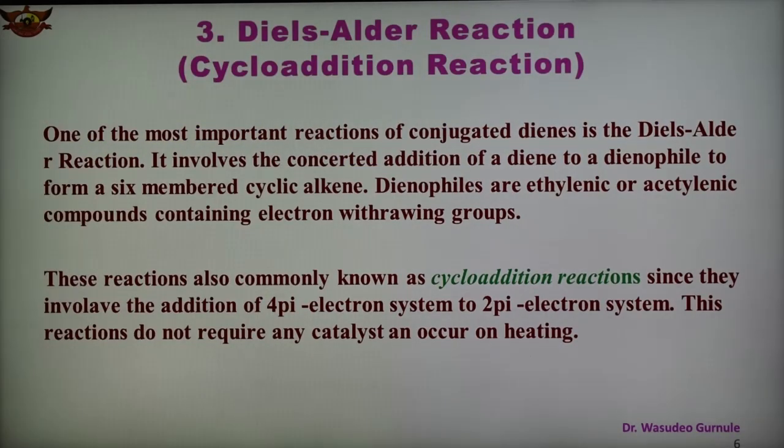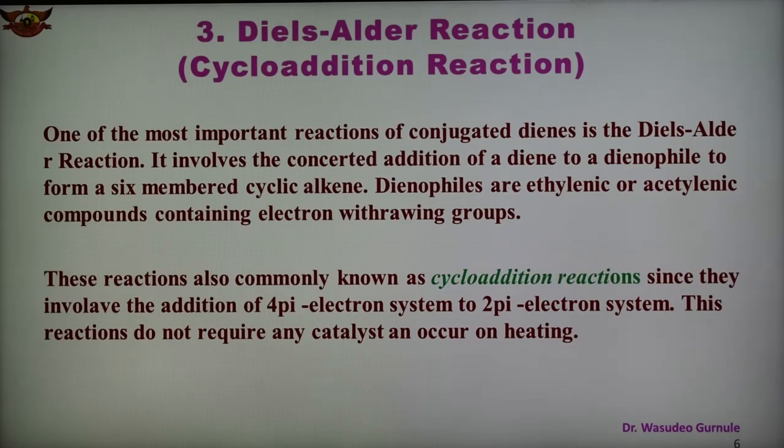Third reaction is Diels-Alder, a very important reaction, and it is also known as cycloaddition reaction. In this cycloaddition reaction we can say that one of the most important reactions of the conjugated diene is the Diels-Alder reaction. It involves the concerted addition of diene, that is a 4 pi electron system, to the dienophile, that is a 2 pi electron system, forming a 6-membered cyclic alkene.